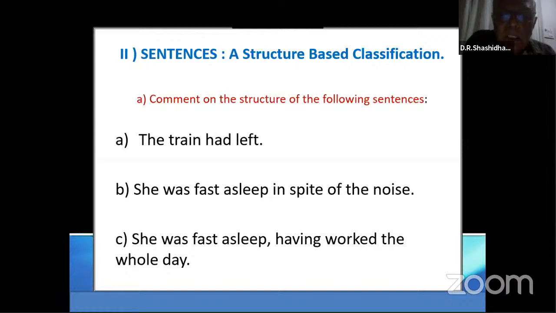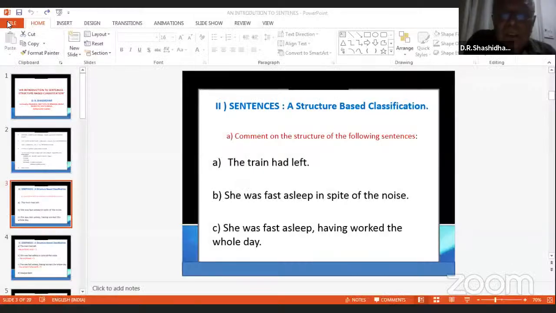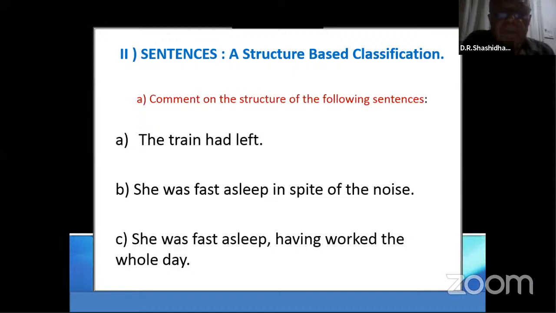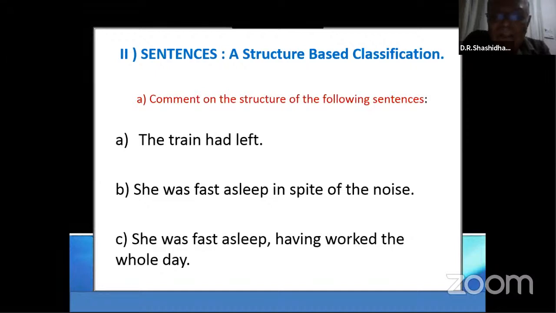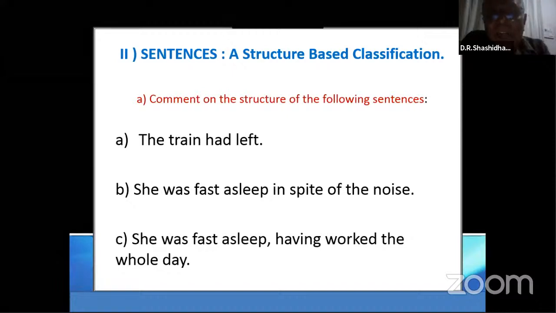Only single clause in the first one. Rashmi, okay. Single clause. What is this clause? Has an independent and dependent clause. Why is that? Asha, where is that simple independent clause in that? The train had left. Okay. Do you all agree? The first one, the train had left, is a simple sentence. Do you all agree? Yes. Because it has the train, subject, had left, verb.